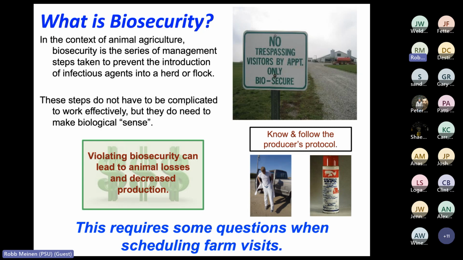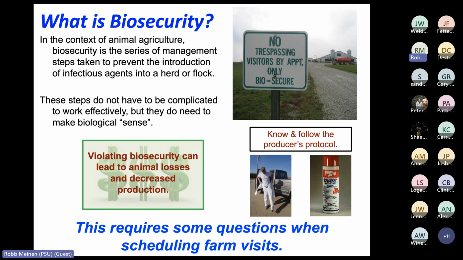So biosecurity, I've been talking about it in the context of animal agriculture. It's a series of management steps taken to prevent the introduction of an infectious agent into a herd or flock. These steps don't have to be complicated to work effectively, but they do need to make biological sense. I've mentioned that violating biosecurity can mean losses of production and even losses of animal life. So it's a welfare issue as well as a dollar issue and an efficiency issue for the farm.